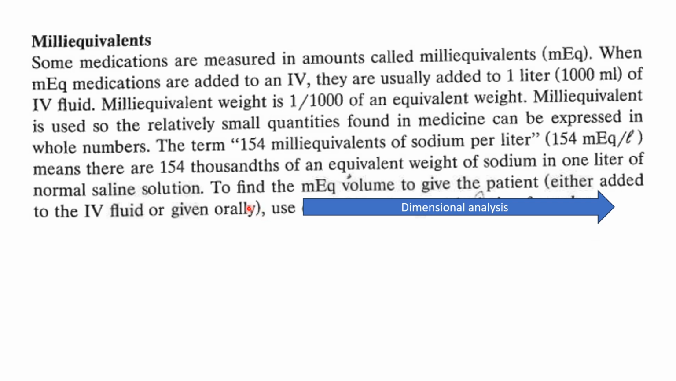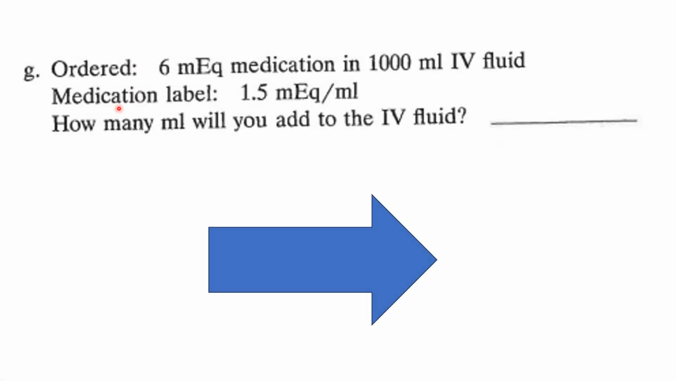So to find the milliequivalent volume to give patients, either added to the fluid or given orally, you use dimensional analysis in this class. So if we had 6 milliequivalents of medication in 1,000 milliliters IV fluid, and the medication label told us 1.5 milliequivalents per milliliter, how many milliliters will you add to the IV fluid? Give this a try yourself. Let's see how you did.